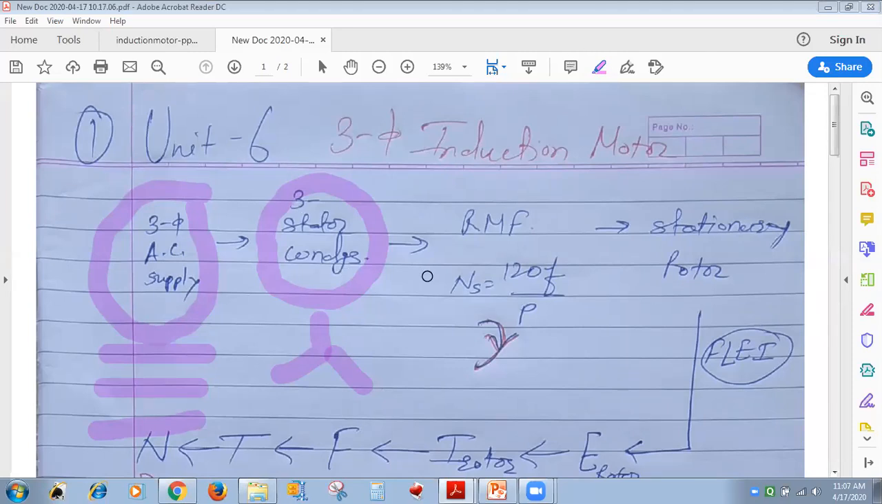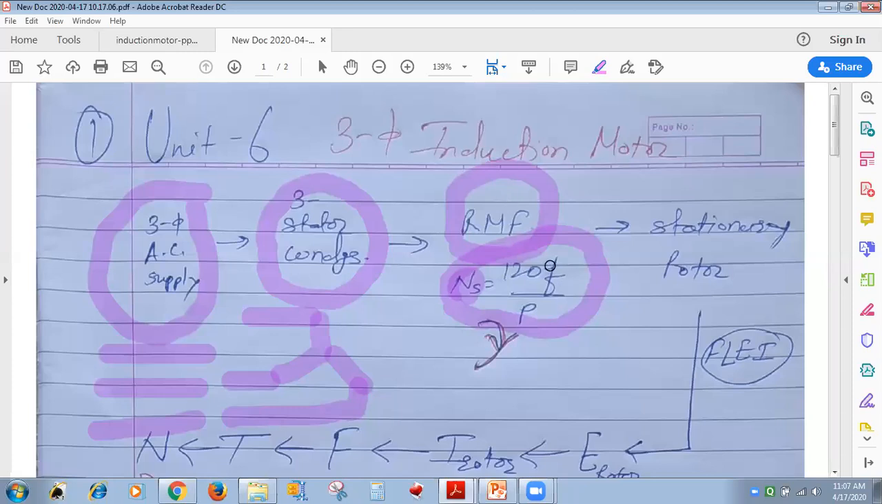Now whatever magnetic field is produced in the air gap, it rotates at one particular speed, because you are using 3 windings and applying a 3-phase AC supply across them. So whenever you pass current through 3 windings, it produces a rotating magnetic field inside the stator core of the machine. At what speed does it rotate? Ns is equal to 120 F by P. Ns is called the synchronous speed. It is the speed of the rotating magnetic field produced by the stator windings.